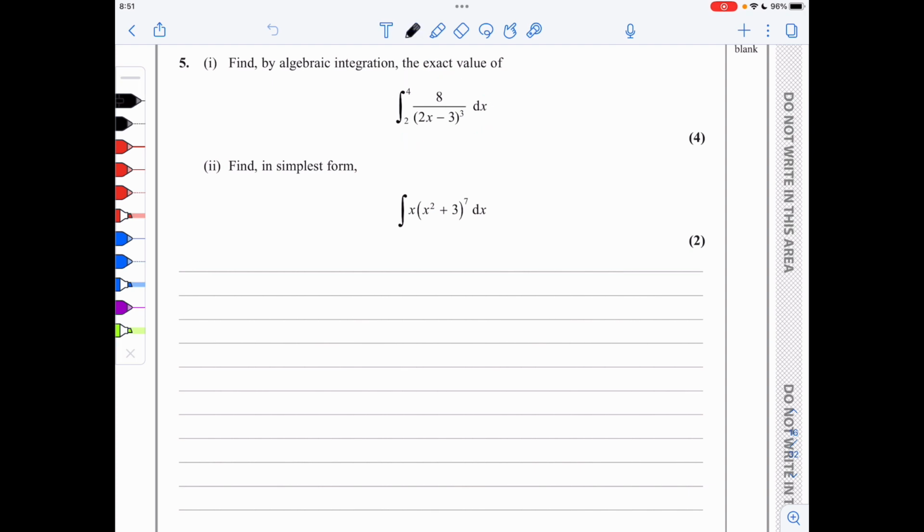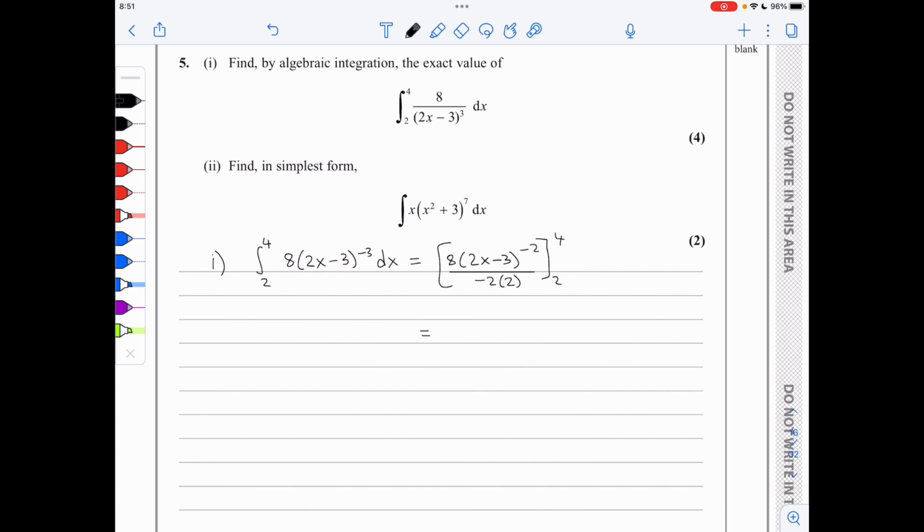In question 5, the first part, we need to use algebraic integration to find the value of this integral. So I will start by writing this as the integral from 2 to 4 of 8 times (2x minus 3) to the minus 3 with respect to x. Now we've got a linear expression in the bracket, which means I can increase the power by 1. So (2x minus 3) to the negative 2. I divide by the new power, and I also divide by the derivative of the bracket. So the derivative of 2x minus 3 is simply 2. And I've got limits of 2 and 4.